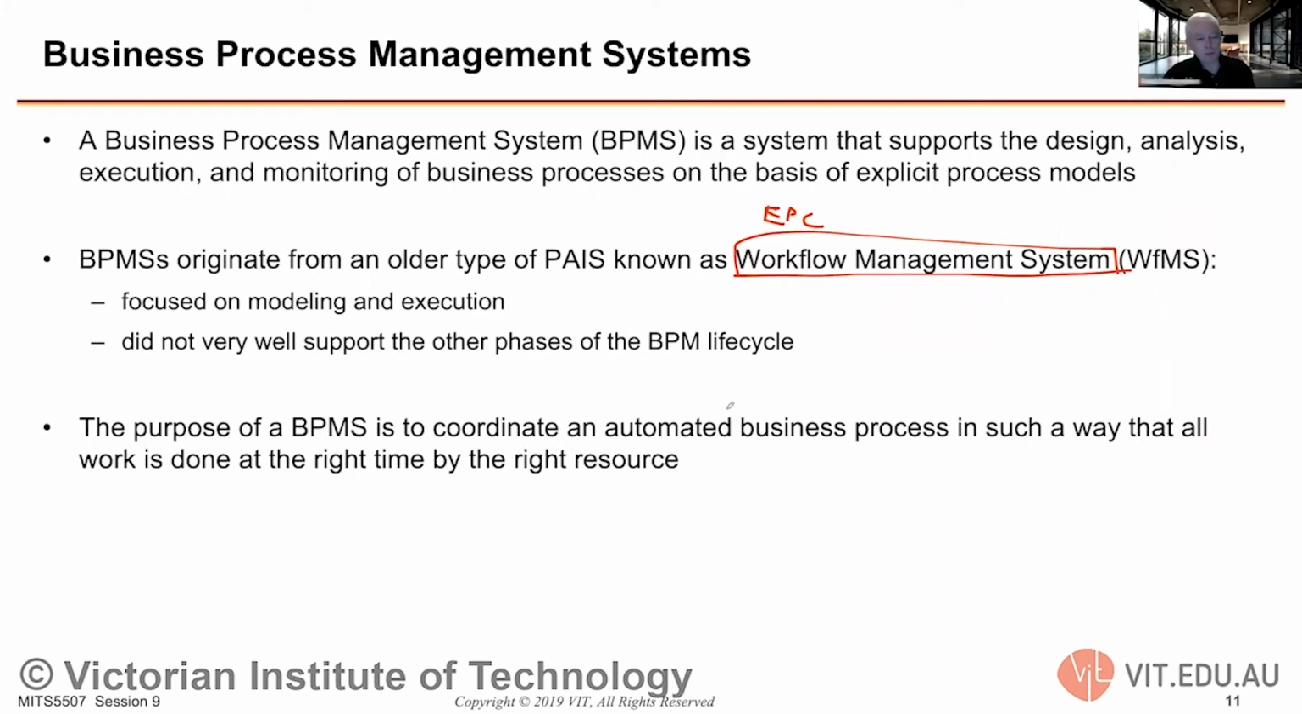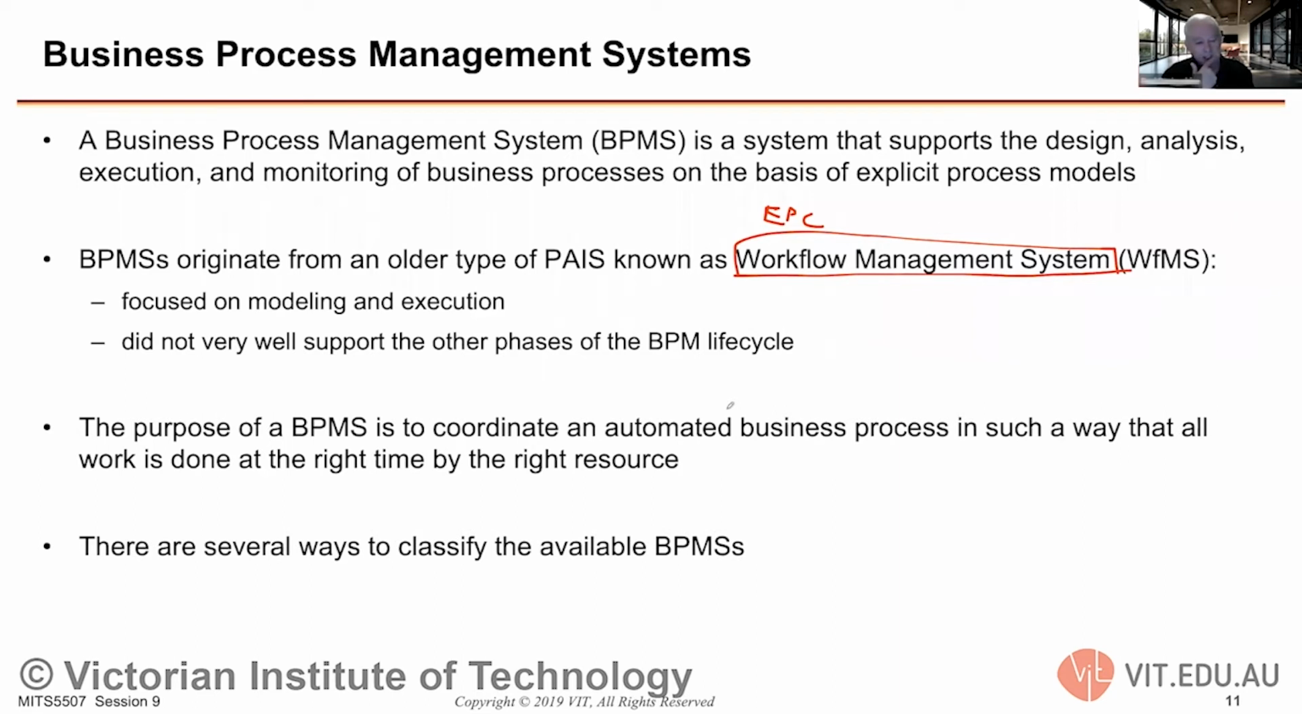lifecycle. So the purpose of a business process management system is to coordinate all the activities in an automated business process, such that all the work gets done at the right time and it gets done by the right resource. So in a BPMS, you might have a number of resources. For instance, last week we had clerks and we had credit officers. We assign the role of a credit officer to do a specific activity. Then the purpose of the BPMS would be to coordinate that to make sure things get done at the right time by the right resource.